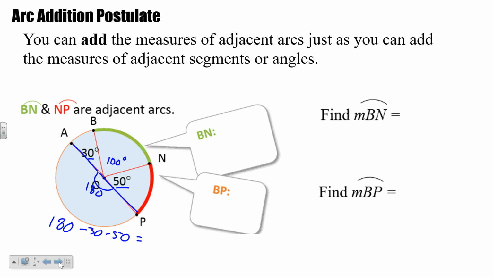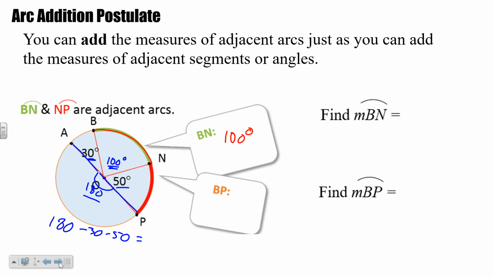That ends up leaving me with 100. Now, you can double check by adding: 30 plus 100 plus 50 has to add up to 180. Now that we know that's 100, and I haven't even looked at my questions yet, now that I know we have 30, 100, 50, and 180, it's going to help me a lot in answering these questions. It's going to go a lot quicker. So BN is the green one right here. That is 100 degrees. That's what we just found.